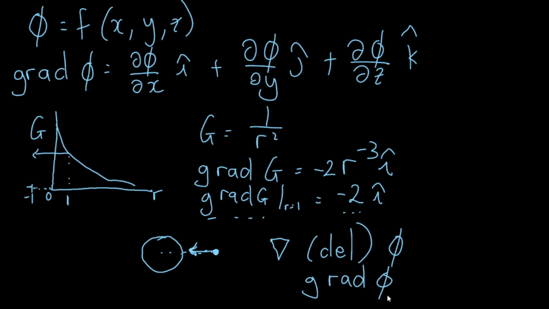An important thing to consider is that we can only compute the gradient vector of a scalar field. This function phi is a scalar field. If we say del f and f is a vector, this has no meaning. This is not correct. We can only take the gradient vector of a scalar field. That is something very important to consider.